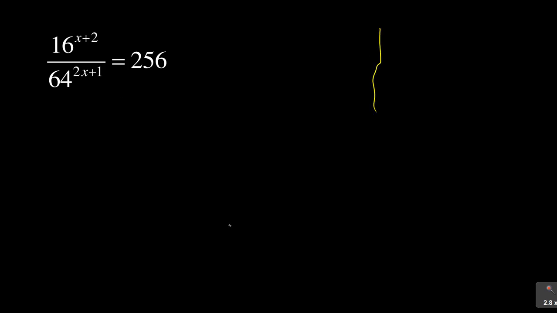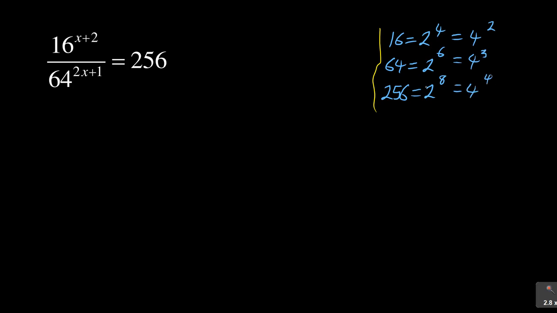So remember, as I said here, 16 is 2 to the power of 4, and then 64 is 2 to the power of 6, and 256 is 2 to the power of 8. This is in terms of 2. You can write it in terms of 4 in this case, which is equal to 4 squared, which is equal to 4 to the power of 3, which is equal to 4 to the power of 4. So whether you choose 2 or 4, as long as it is matching across, you can choose either, and I'm going to take the one for 2.